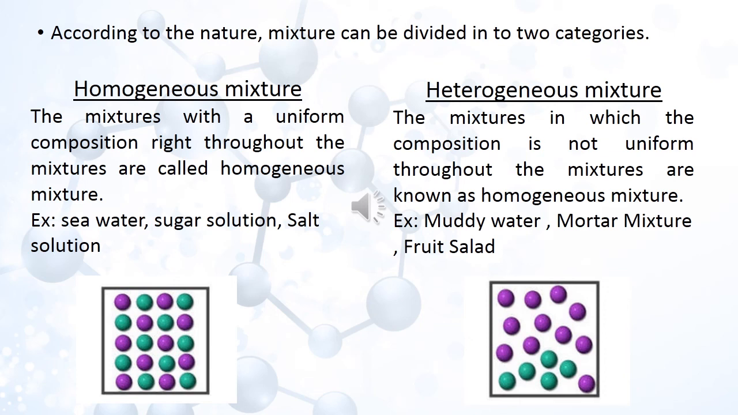So you can see the diagram. The different color dots, see, they are not equally distributed. In one place, the concentration of the same kind will be more. Concentration is high for the same kind. So we can't say it is equally distributed. These kinds of mixtures we call heterogeneous.